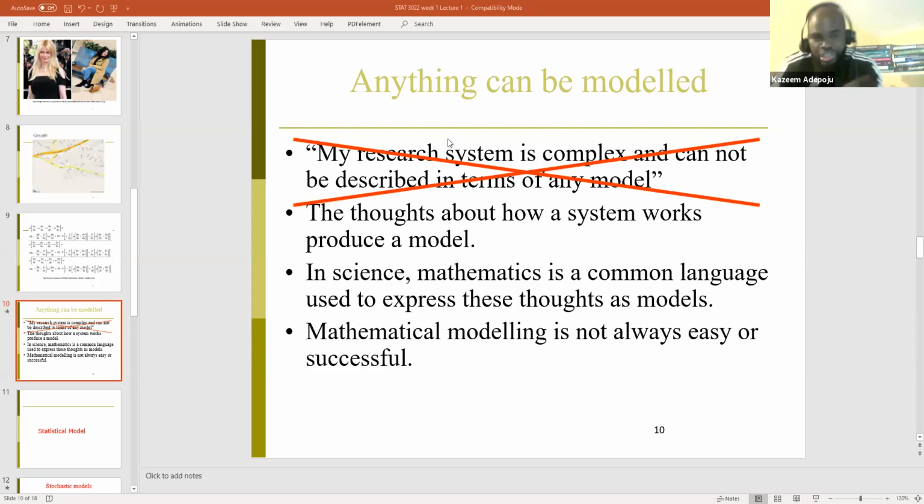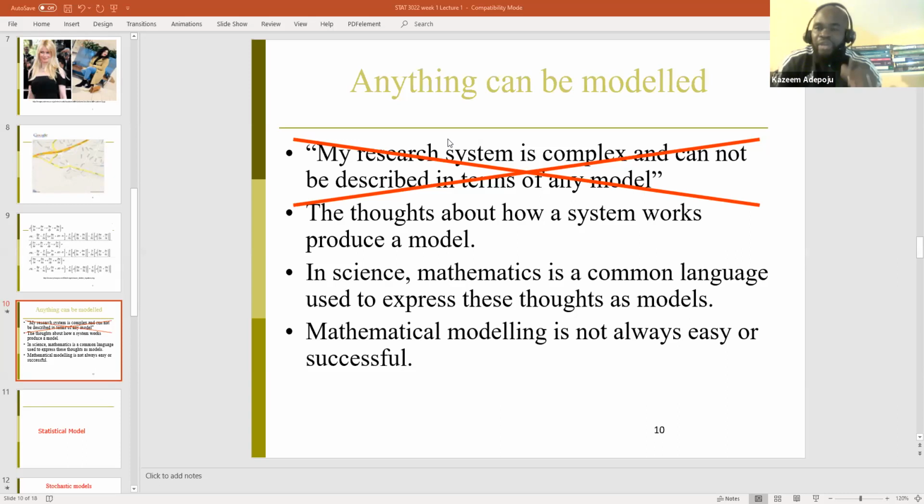And you know what? When you have a thought about how a system works, then you are actually producing a model. I'm going to say that again. When you have a thought, oh, this is the way the system works, then you are already producing a model. Oh, this is the way it should look. Oh, this is the way it should be. Then you are actually producing a model.